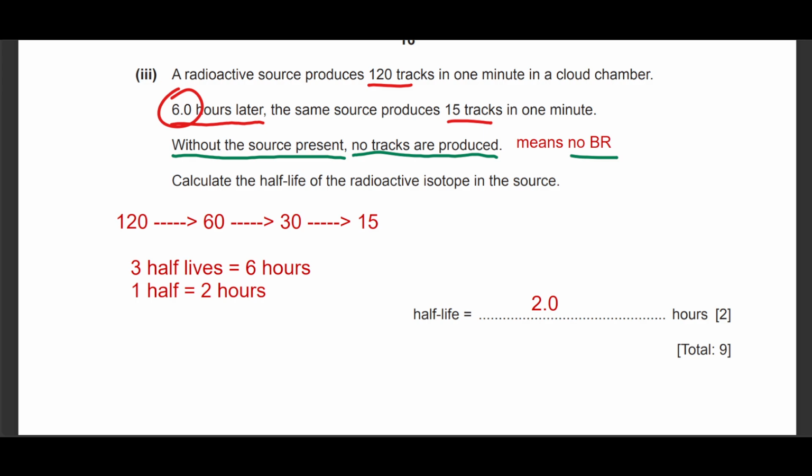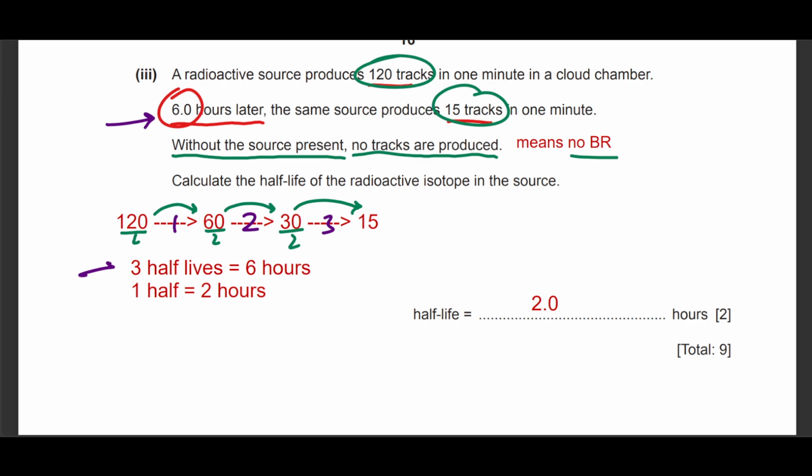So starting point, 120 divided by 2 gives us 60, then 60 divided by 2 gives us 30, 30 divided by 2 gives us 15. So we have our starting criteria and our ending criteria, and we realize that the number of half-lives is 1, 2, 3. So it got halved 3 times in a time frame of 6 hours. So 3 half-lives took 6 hours, then 1 half-life will be 2 hours. Again, simply dividing 6 by 3 will give you 2. So again, we can't write 2, we'll have to write 2.0. This will be your final answer.